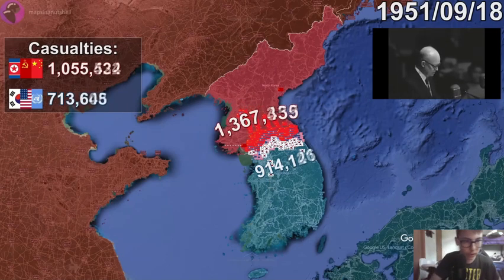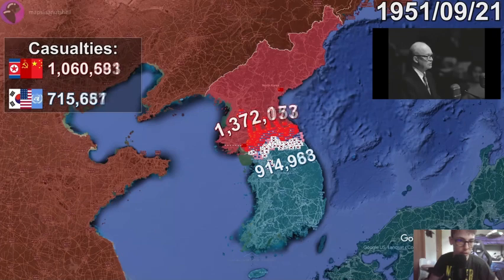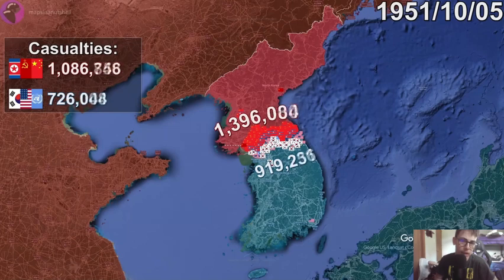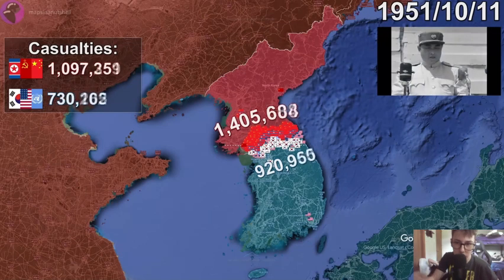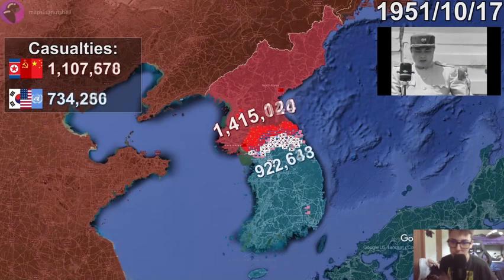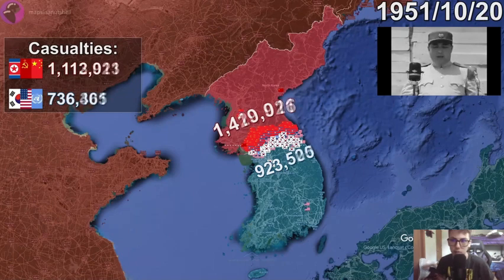Okay, oh god. The death toll is colossal. Almost 1,100,000 right now for the authoritarian forces, and only about 700,000 for the Allied forces. Again, those are huge numbers, but just comparing it is ridiculous in casualties and basically deaths and injuries.